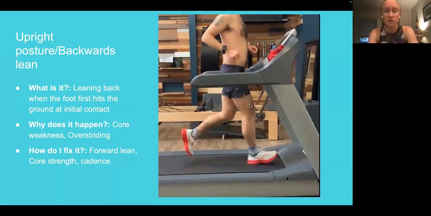And so again, this particular runner isn't doing anything too crazy, but you can definitely see that when that foot hits the ground, his shoulders are sort of behind his hips because he's leaning back into the back seat, if you will. And so this can happen, again, because of habit, core weakness, or overstriding. So if we do tend to take those longer strides, we, again, will counterbalance by leaning back. And then I think a lot of it is just fatigue.